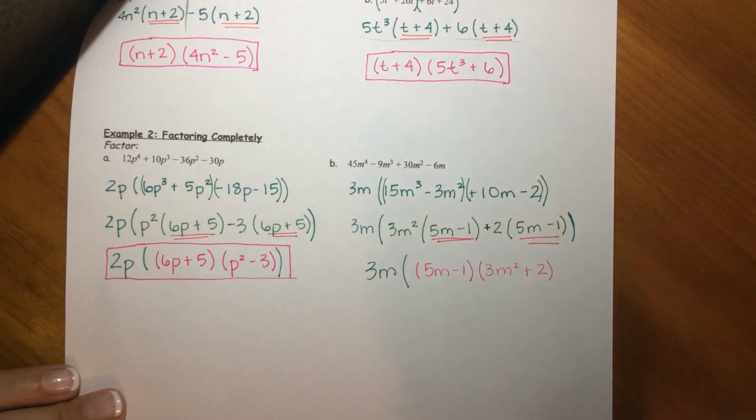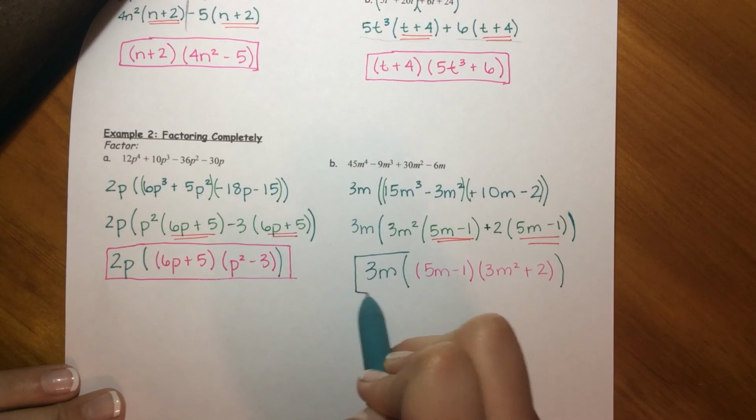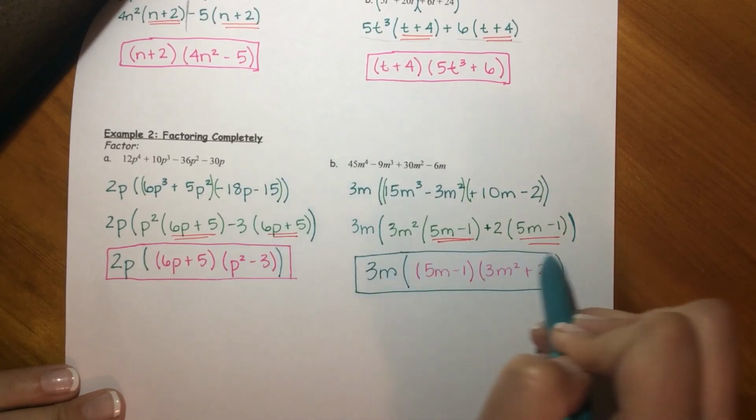I don't have a difference of two squares. I don't have any other combination that would allow me to factor any further, so I'm done.